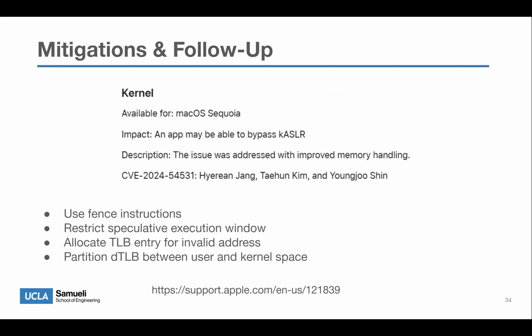Apple actually acknowledged this and fixed the issue in recent updates, but they didn't disclose what exactly they did to solve it. From what we have learned in class, we know we can use the fence instruction to block and protect the system call. We can also restrict the speculative process. We can allocate TLB entries for invalid addresses, so they cannot tell the difference between valid and invalid addresses. We can also further partition the DTLB, just like we did for the ITLB, between the user and the kernel space.